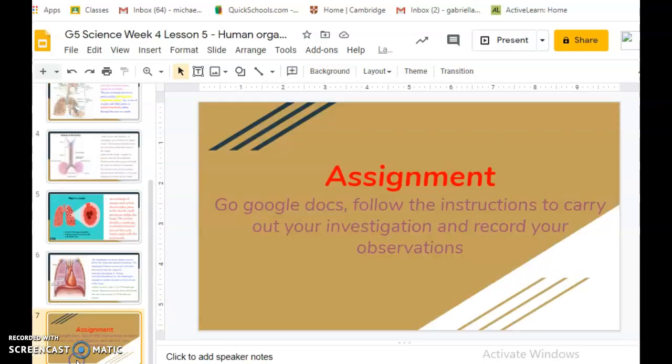That is enough. The next thing that I would want you to do is an assignment. You'll go to Google Docs and follow the instructions to carry out your investigation, because we are trying to investigate the respiratory system, how it works. After you've done that, you'll record your observations. There are spaces there where you need to record your observations. After that, you'll submit your work, and remember to mark it as done.